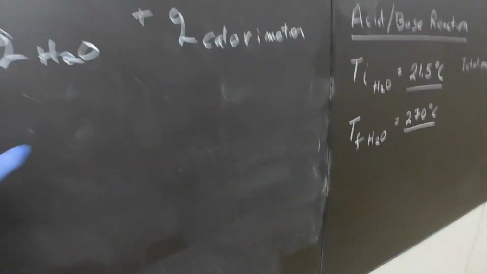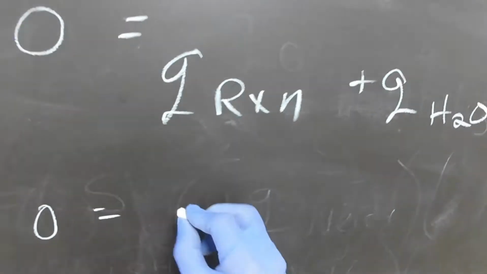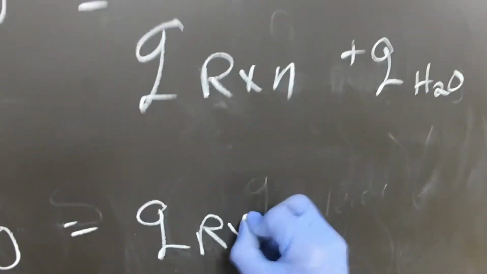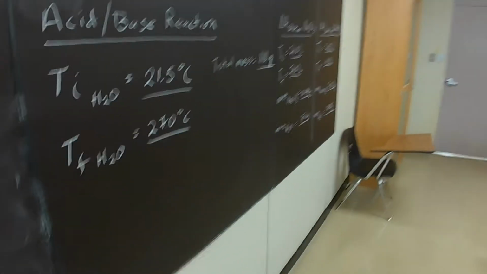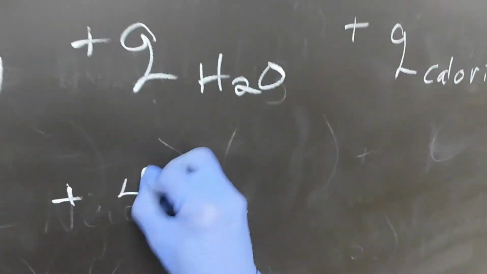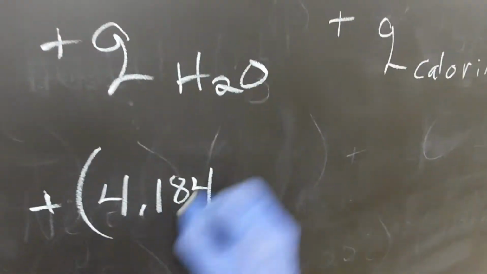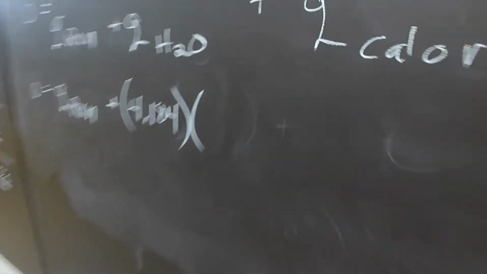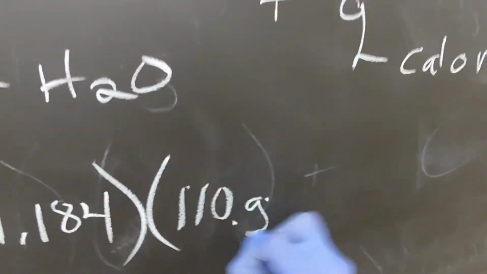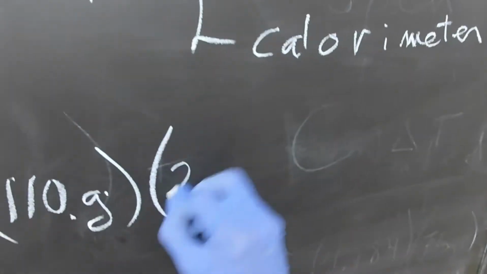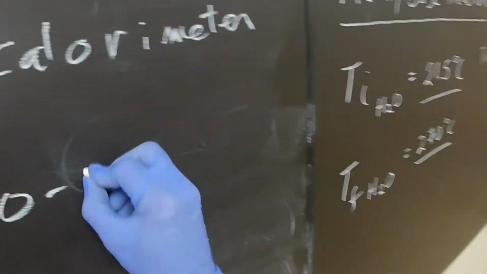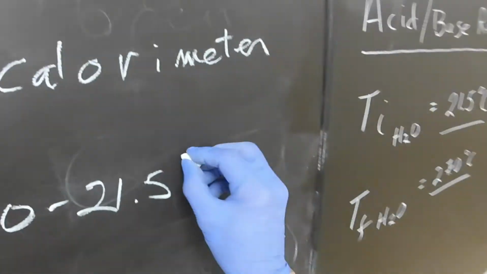So we do have three terms. Right? This is an unknown. We don't know that one yet. But we do know the heat that's being transferred in the water. Right? So this will be 4.184 times the mass, 110 grams, and then the change in temperature, final minus initial, 27 minus 21.5.